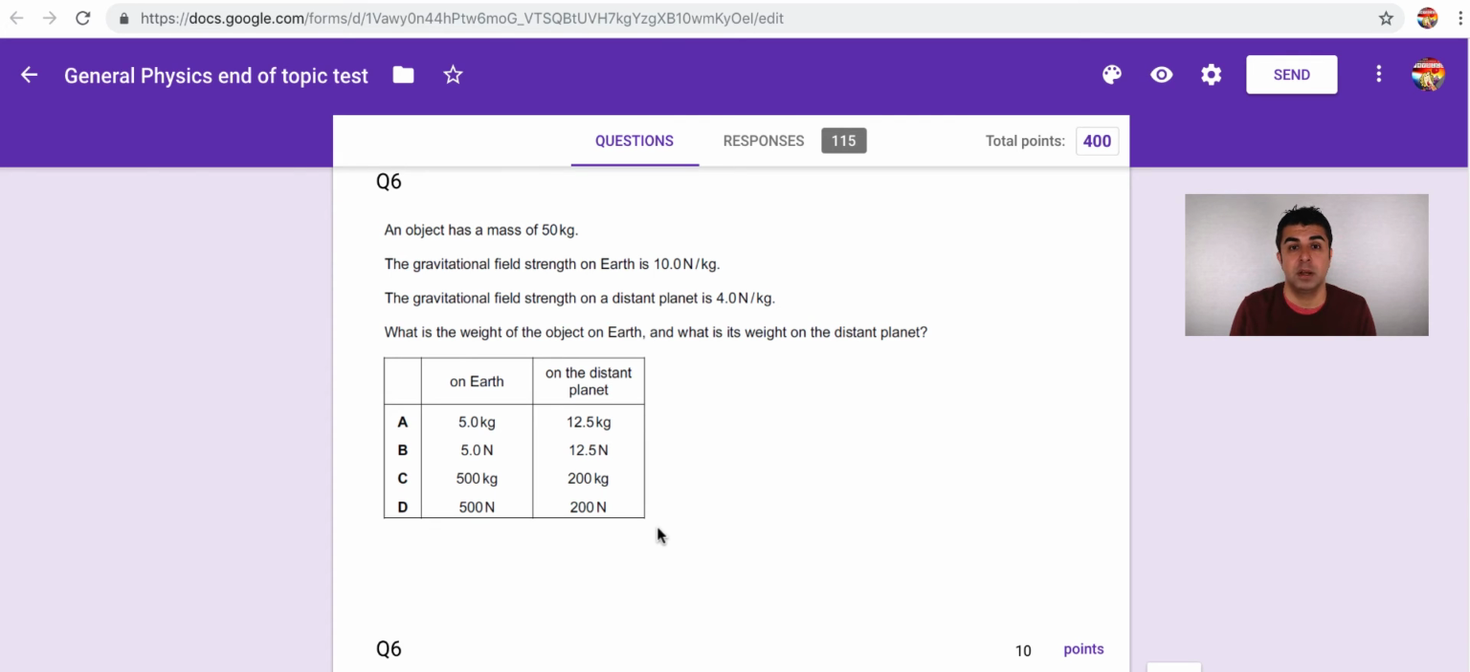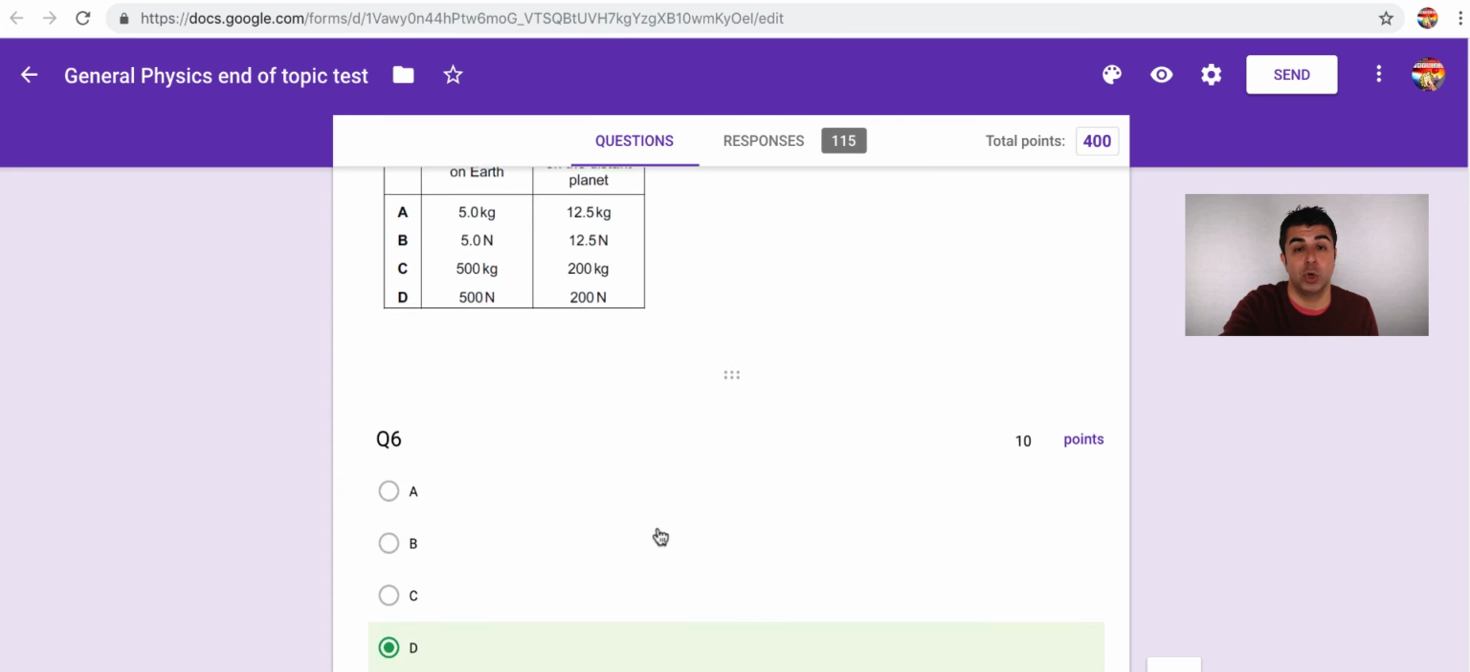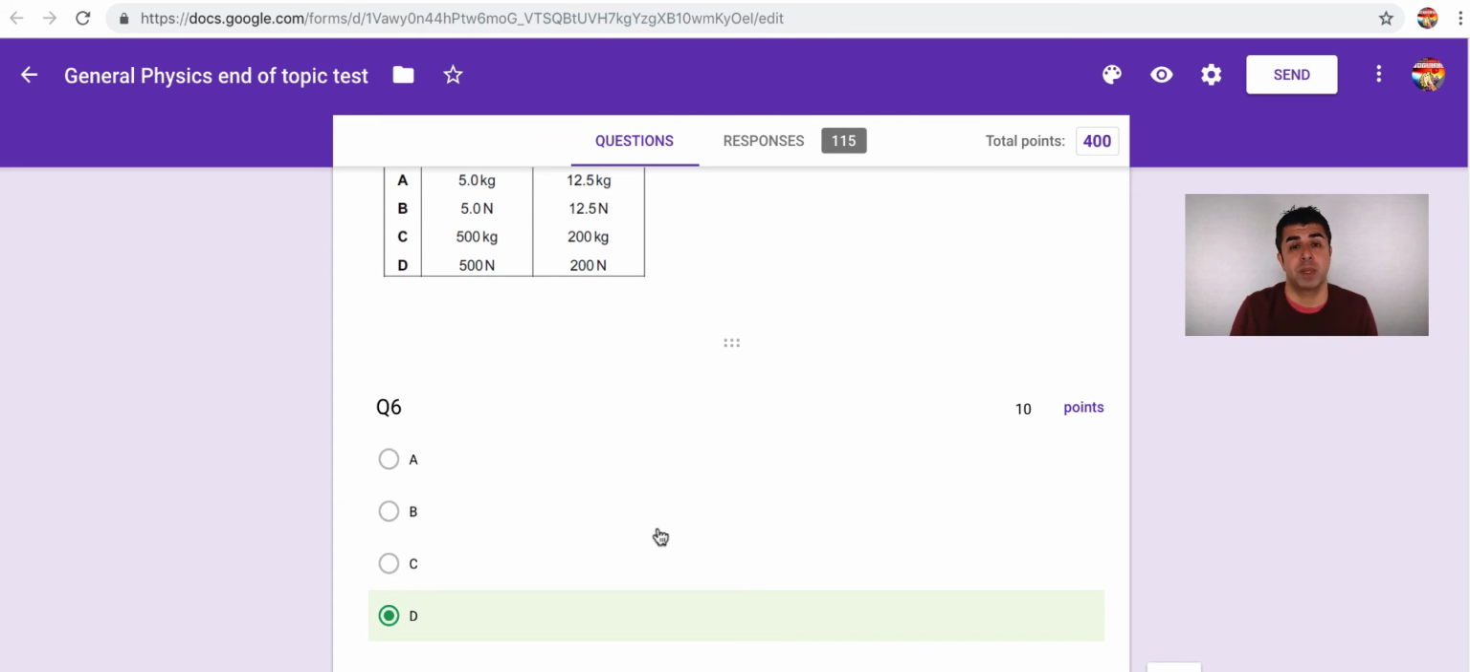Be careful, it's not C. The answer is D for donkey, because weight is a force. It's measured in newtons. It's not measured in kilograms. That's mass. That's the amount of matter in an object.